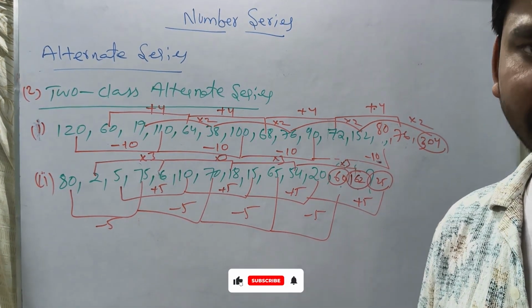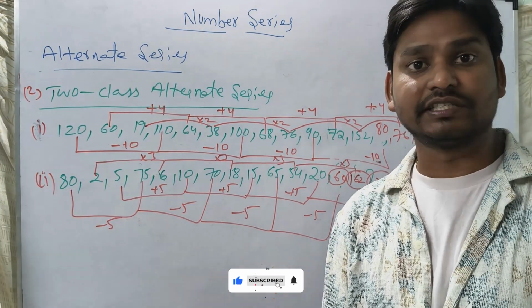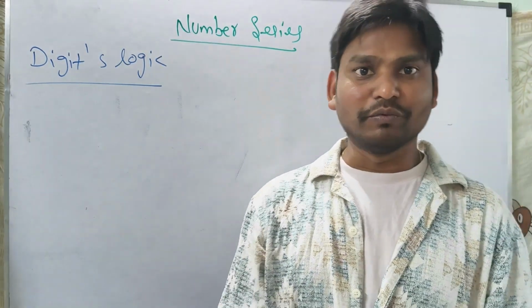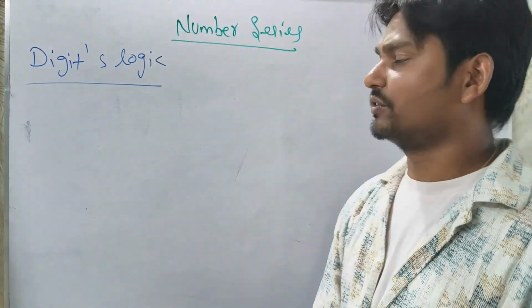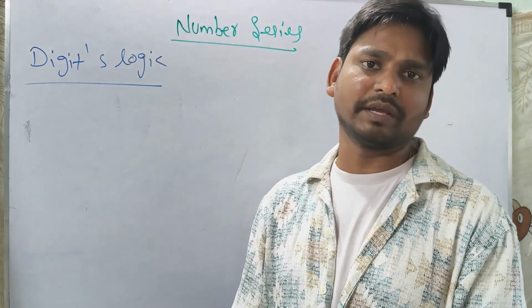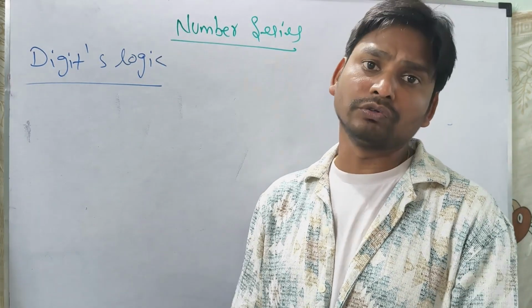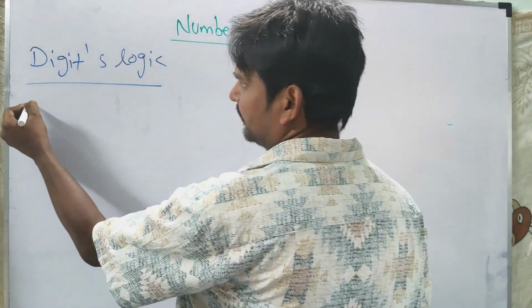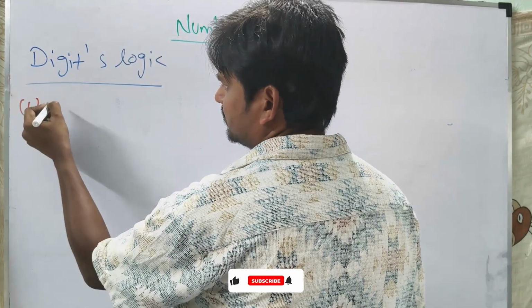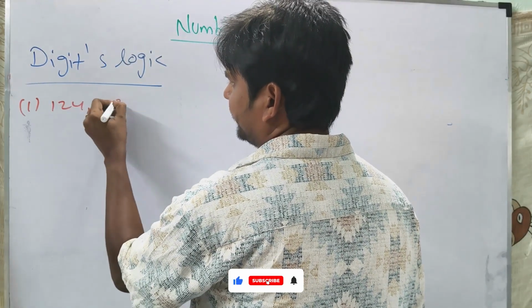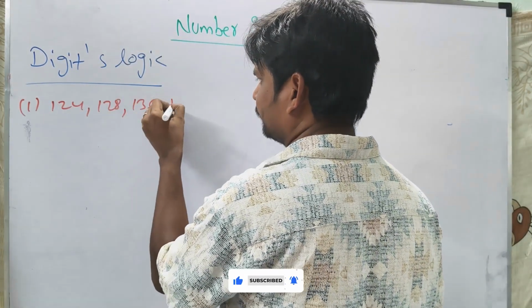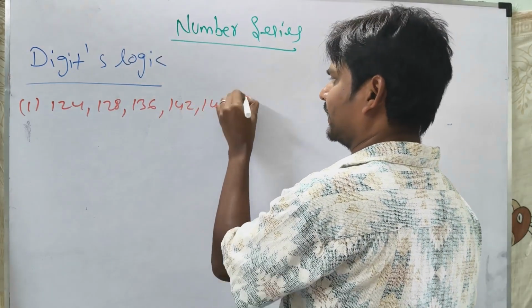Next, we will move on to the next model. Very interesting, that is digits logic. Okay dear students, we will move on to the next model, that is digits logic. From this logic, let us see how the different questions may be asked in your examination and how to solve them. Now the first question from this, you may get like this. See, 124, 128, 136, 142, 144, what next?